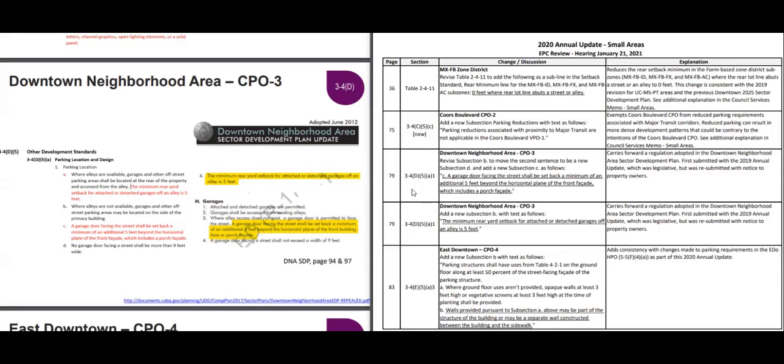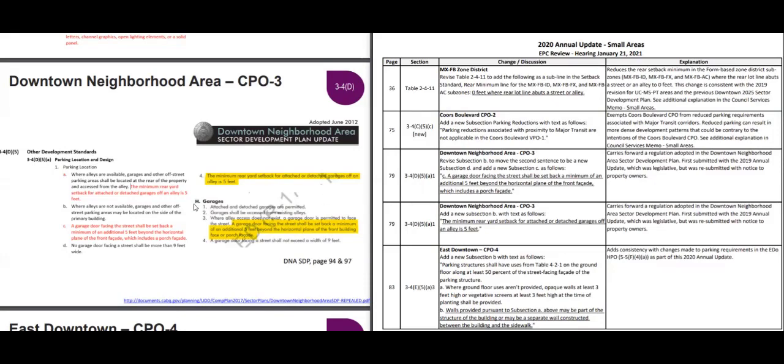What this change does is it carries forward a regulation that was adopted in the downtown neighborhood area sector development plan. This was first submitted with the 2019 annual update, which was originally a legislative action, but was resubmitted this year with notice to the property owners to let everyone who is in that neighborhood know that this change is happening and will apply to their property.